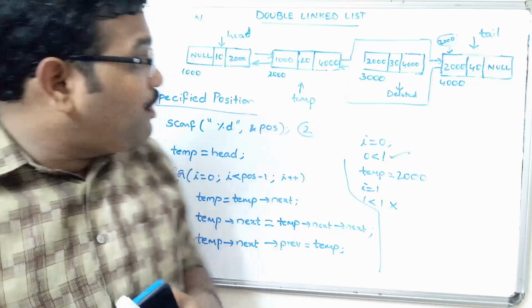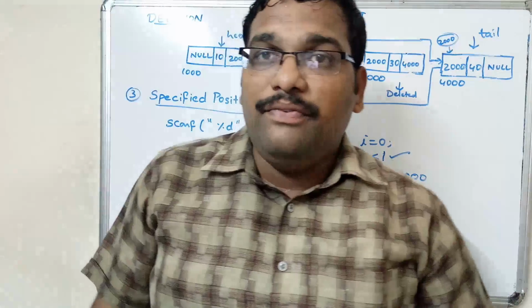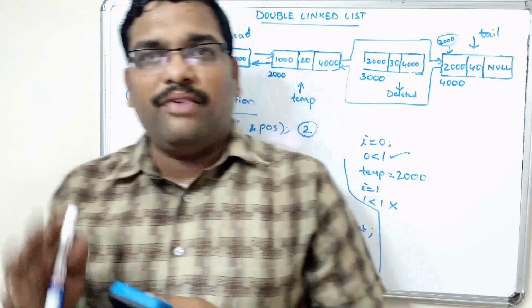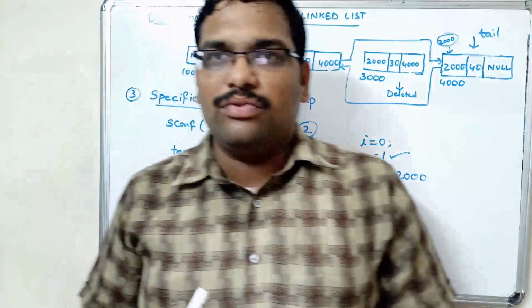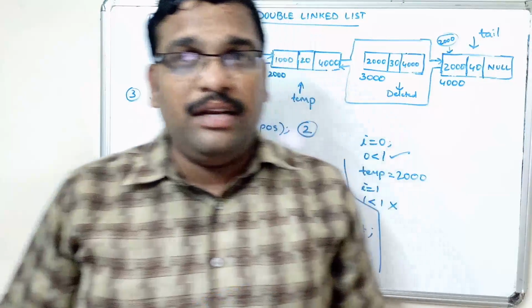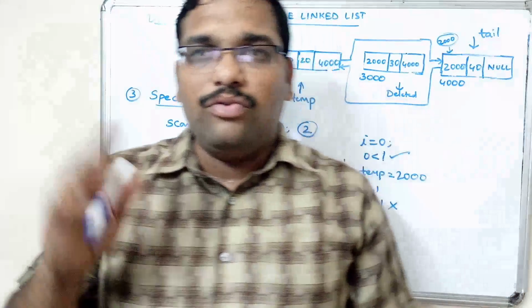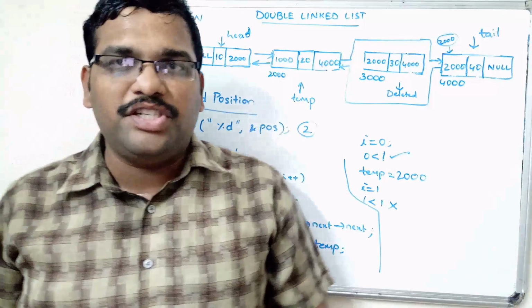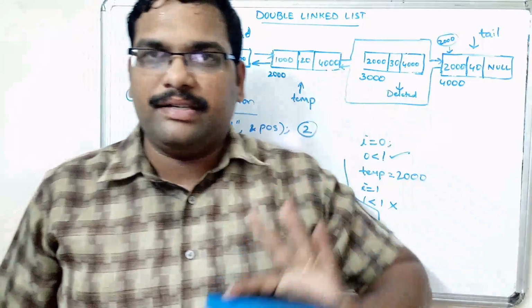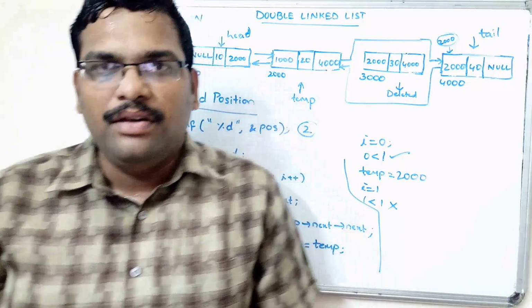So if you are having any doubts regarding this session, feel free to post your doubts in the comment section so that I will definitely try to clarify all your doubts. So in today's session we have seen how to delete an element from the beginning, how to delete an element from the ending, and how to delete an element from the specified position from the double linked list. It's somewhat very simple, right?